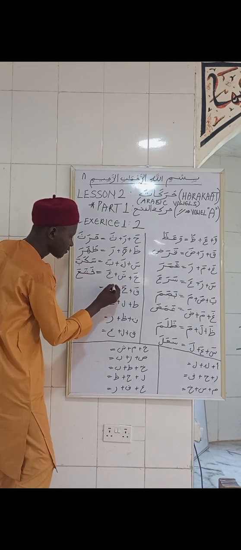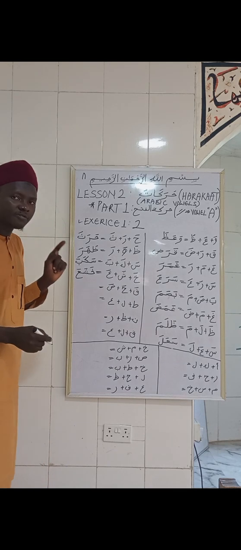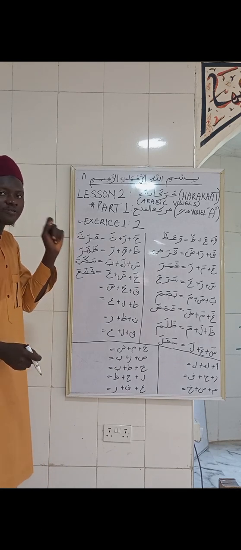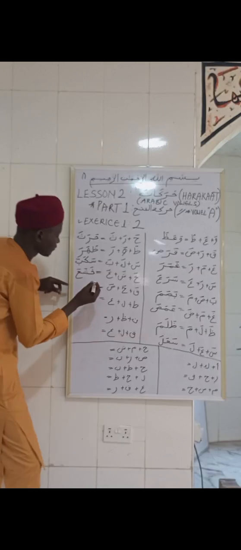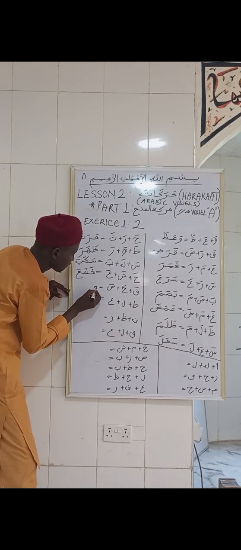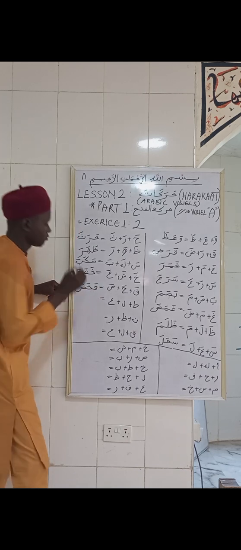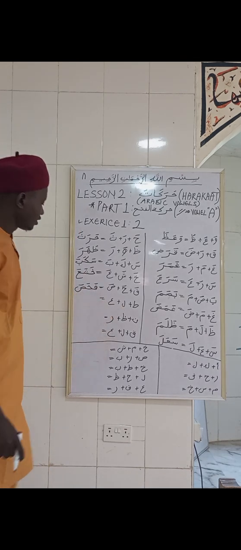Fa-ha-so. Fa-ha-so. Fa-ha, not fa-ha-so. Fa, this is ha, and this is so. So, fa-ha-so. So, the next one is what?